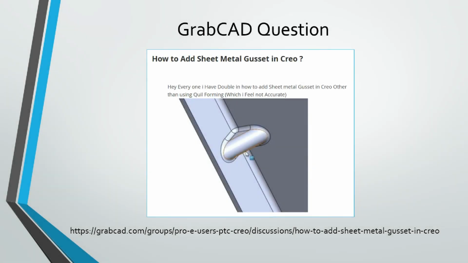Over on GrabCAD, there was a question about how to place a gusset in a sheet metal part without using a quilt form. So I'm going to show you how to do that with a punch form, and we will create the punch form and then place it using three different methods.